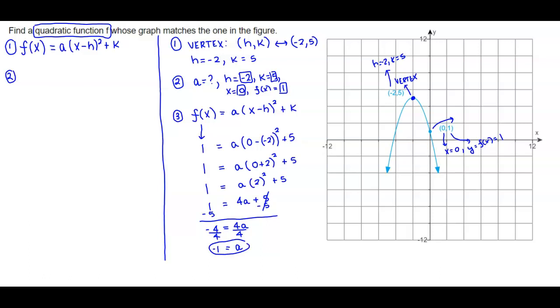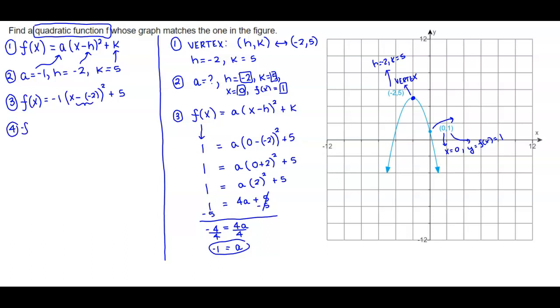Okay, so now in step number 2 over here, we know that a is equal to -1. We know that h is equal to -2. And we know that k is equal to 5. And now we're going to substitute all of those values into this function. So we're going to get f of x, which is equal to -1 times (x minus (-2)) squared plus 5. And then the last thing we want to do is then simplify that sign here in the middle.